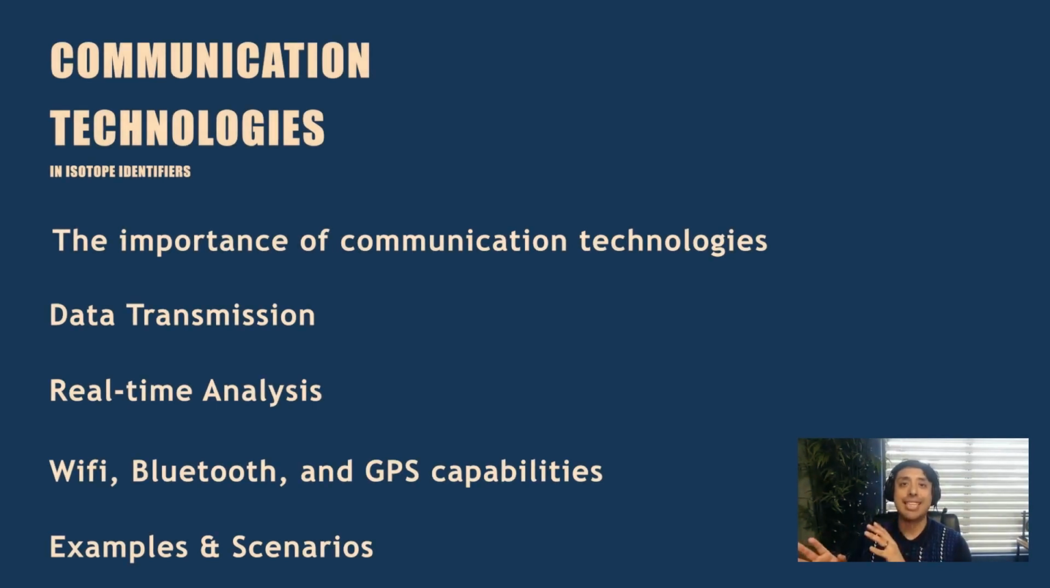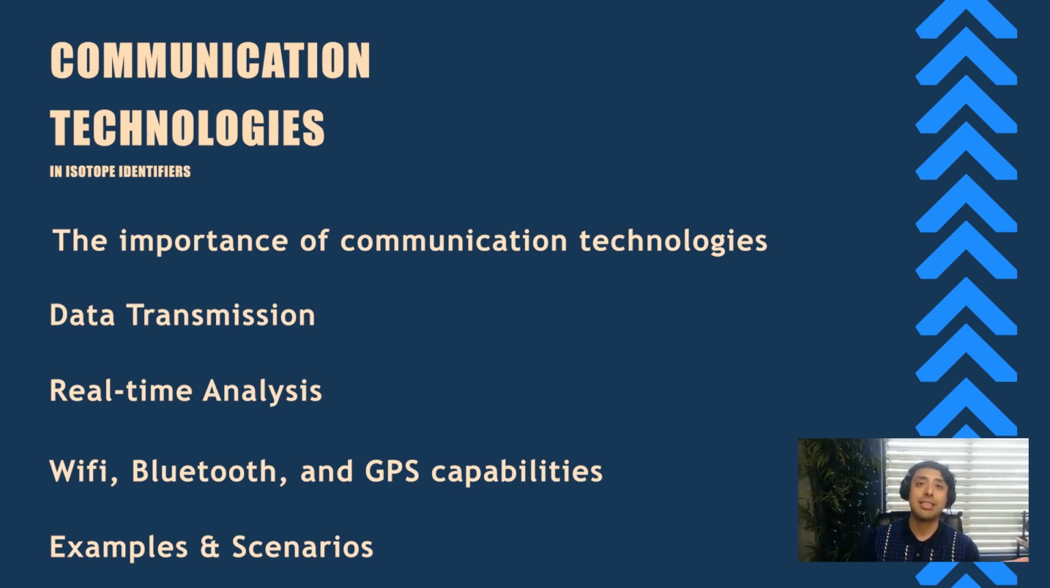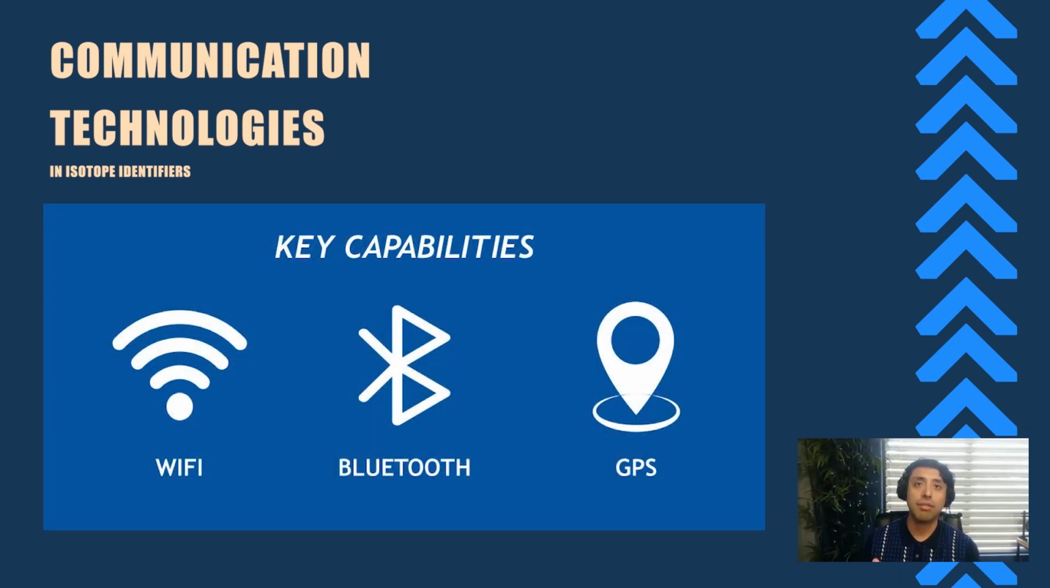As we advance to our next slide, we explore the pivotal role of communication technologies in isotope identifiers. In today's interconnected world, the ability to transmit data seamlessly and to conduct real time analysis is crucial. Communication technologies like Wi-Fi, Bluetooth, and GPS significantly enhance the functionality of isotope identifiers, enabling them to deliver timely, accurate information critical for decision making processes in various fields.